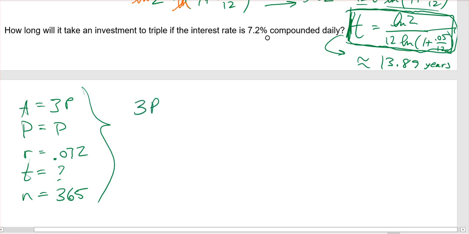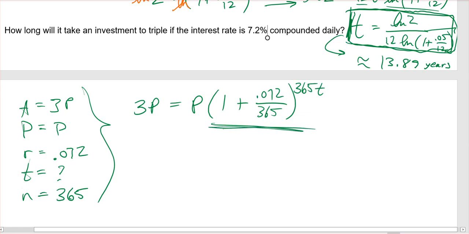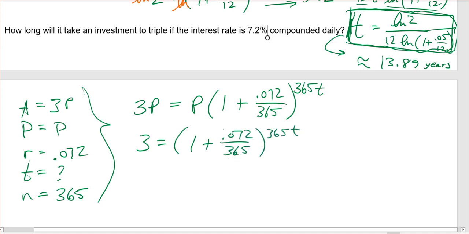So we've got our amount is equal to the principal times 1 plus our rate over the number of compoundings raised to the n number of compoundings times t. Okay, great. And now we're still going to do the same thing here. We want to isolate the exponential part, so we can just divide both sides by p. And if we do that, well, they just cancel out, right? So we got 1 plus 0.072 over 365 raised to the 365t power.